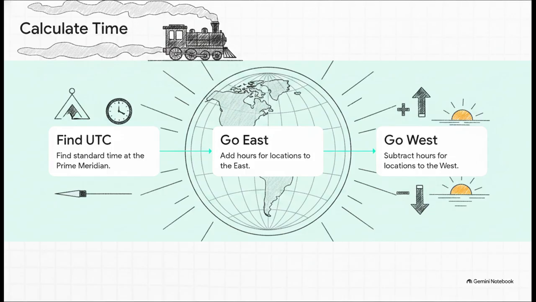Step 1, you start with the Worldwide Standard Time, or UTC, at the prime meridian. Step 2, you add hours for locations to the east. And Step 3, you subtract hours for locations to the west.